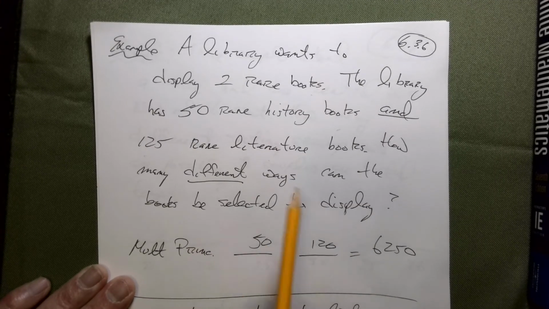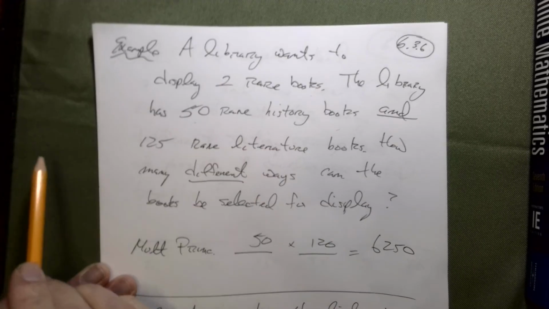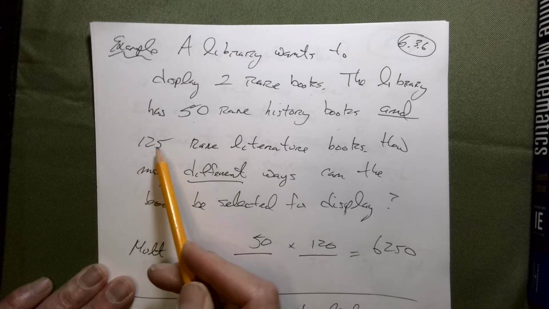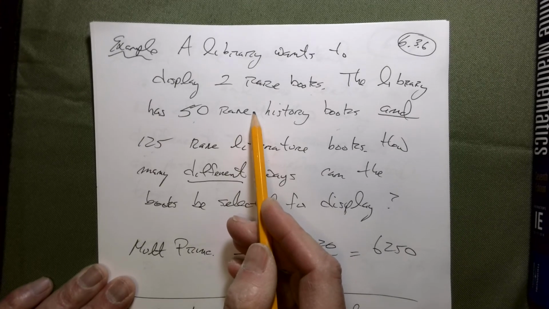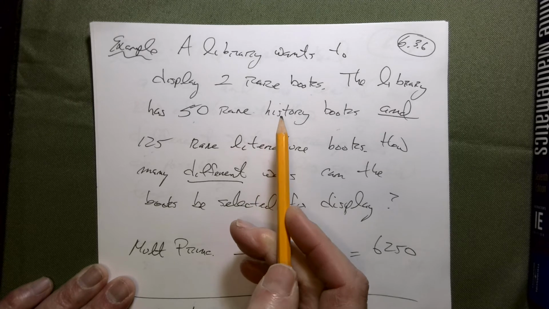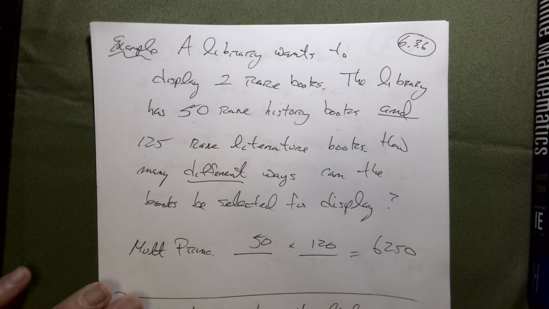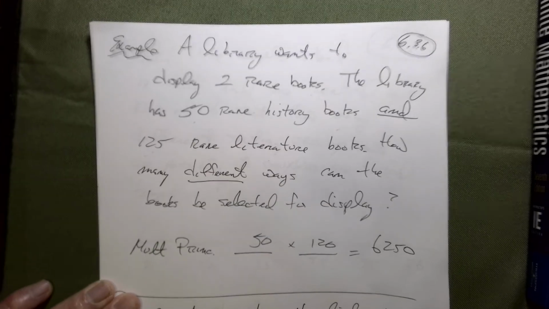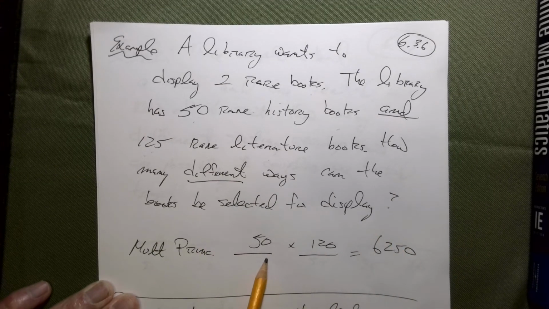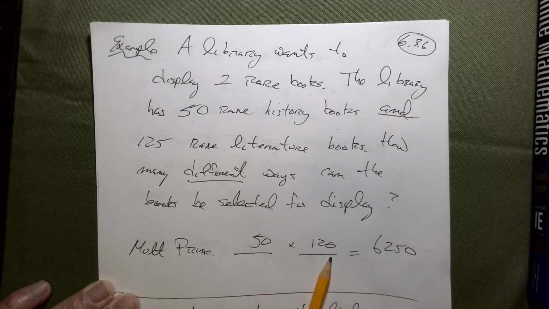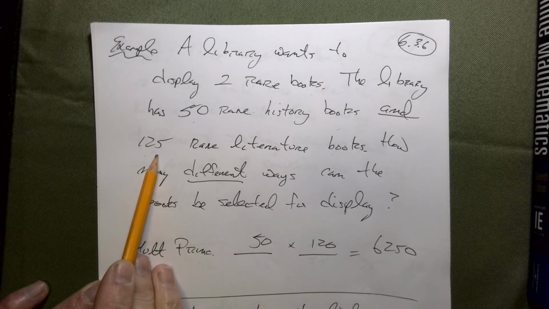So we could take 1 out of the 50, put it here. We could take 1 out of the 125, put it here. And then we could switch those. Well, you are not going to do this by hand. Okay, there's no way. Multiplication principle says, look, I have history books and literature books. They're completely different. Multiplication principle just says, whoops, this should have been a 5.